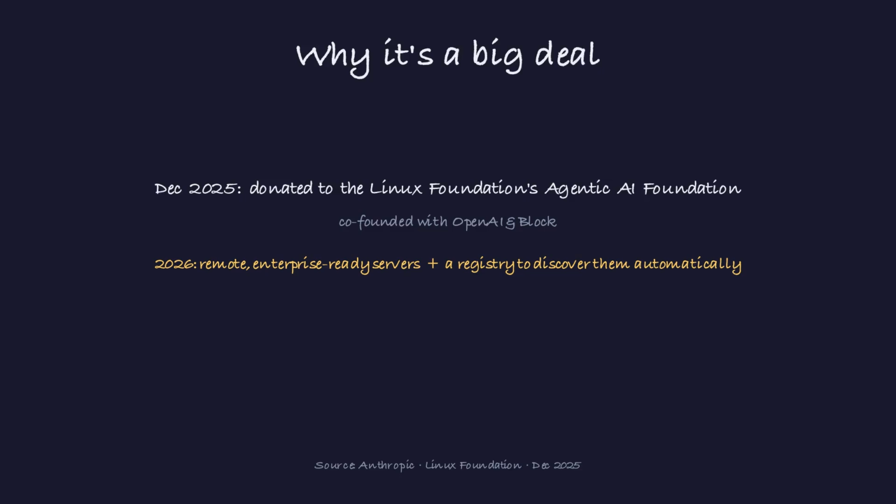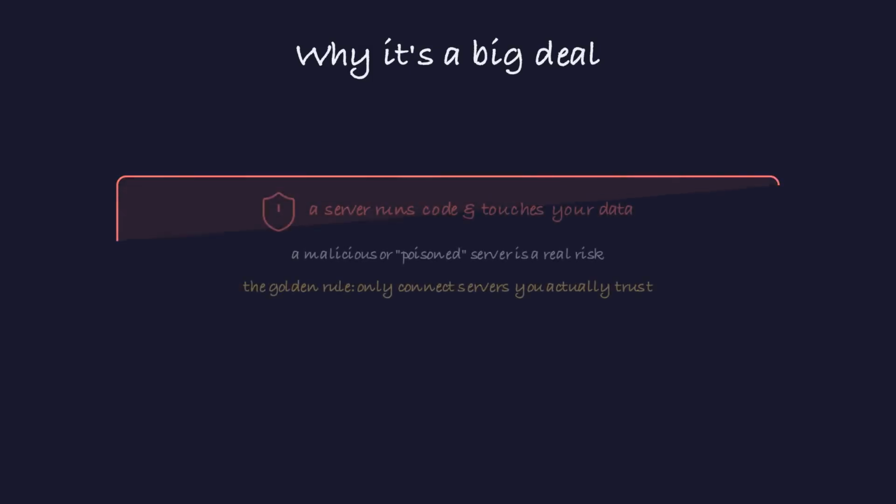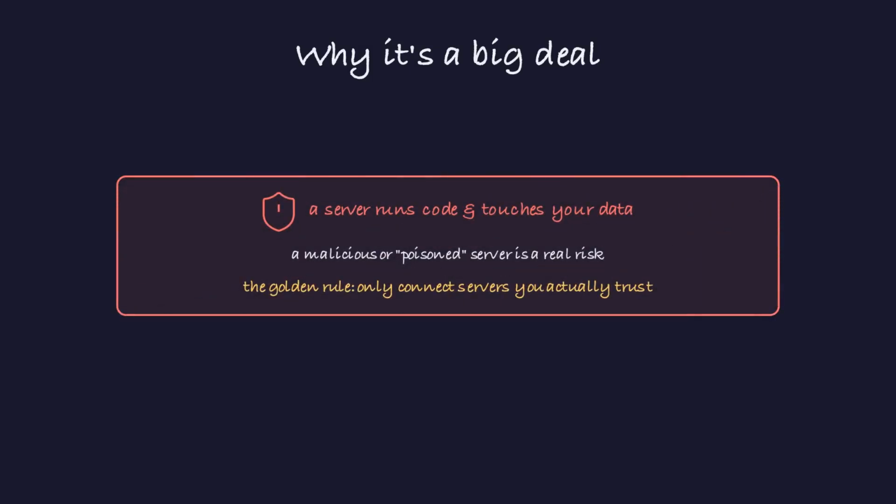The 2026 updates add remote, enterprise-ready servers and a registry so agents can discover servers automatically. One honest caution, though: because a server can run code and touch your data, a malicious or poisoned server is a real risk. The golden rule: only connect servers you actually trust. With great connectivity comes great responsibility.